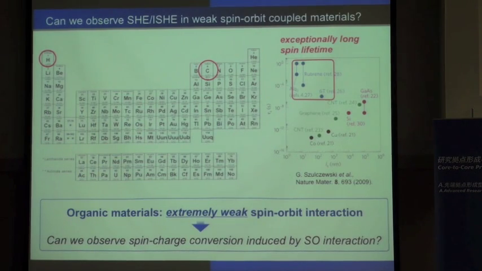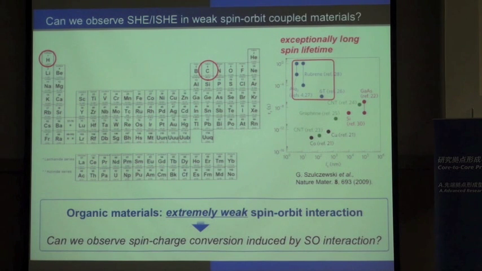Organic materials mainly consist of carbon and hydrogen and are characterized by very weak spin-orbit interaction. In fact, the spin lifetime in these materials is basically dominated by the spin-orbit interaction. The spin lifetime in these materials is exceptionally long compared with other metals and semiconductors.